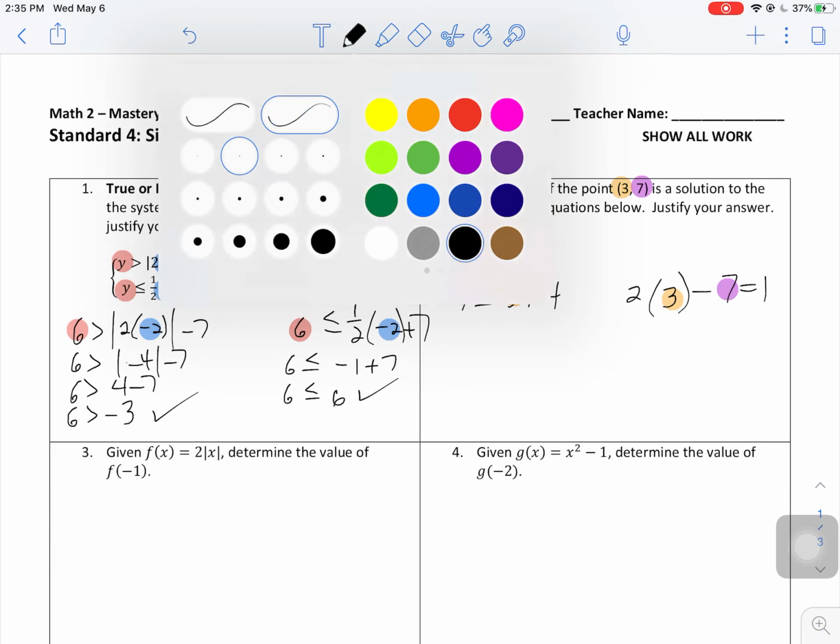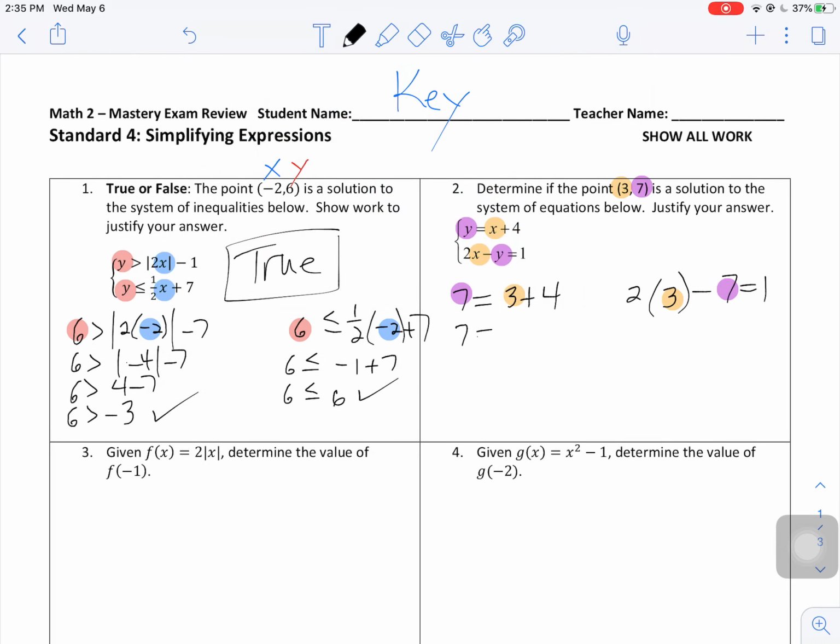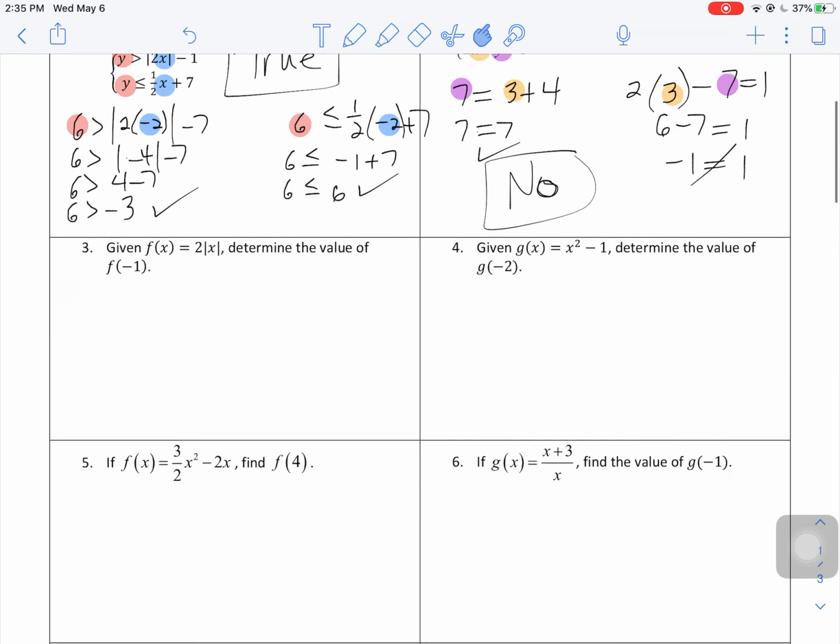From here, we're just going to simplify. So 7 equals 7, that's a true statement. And then 2 times 3 is 6. 6 minus 7 is -1. So -1 does not equal 1. So no, (3, 7) is not a solution. And as far as the justify your answer, the work that we have shown justifies our answer. So I'm not going to bother justifying it in words because the work shows us that it's not a solution.